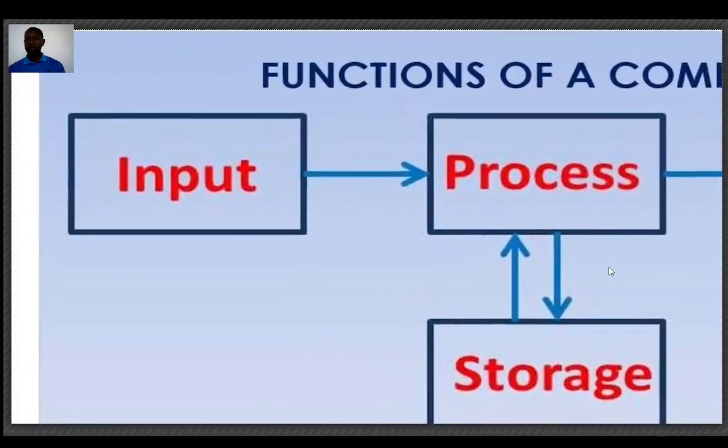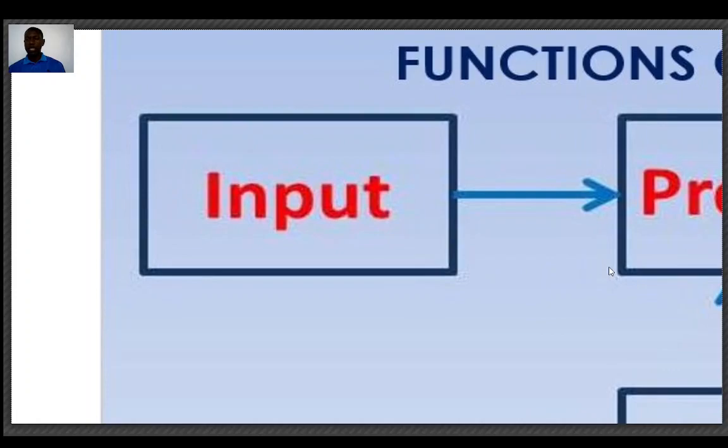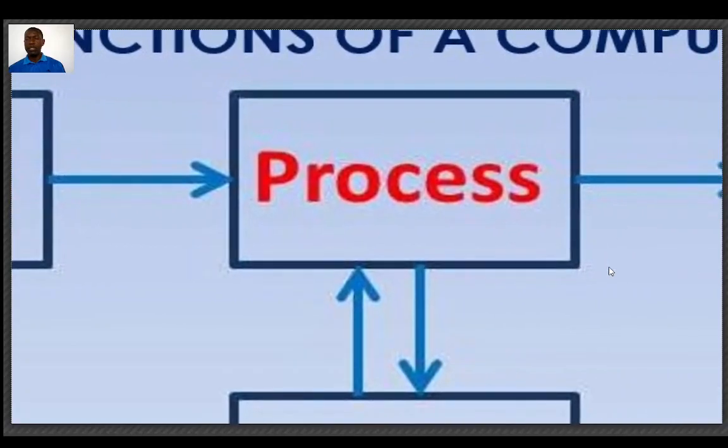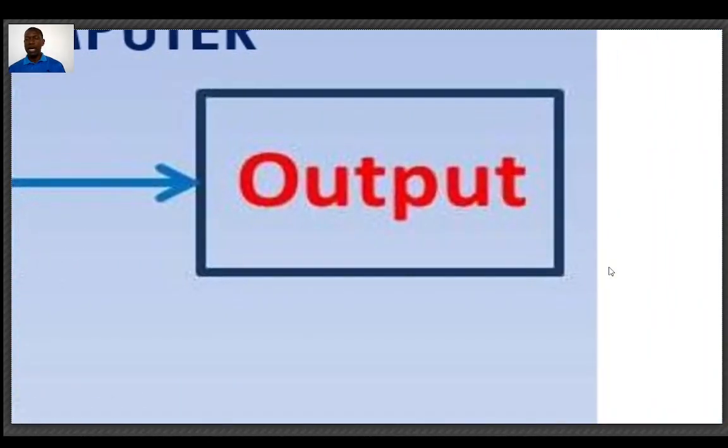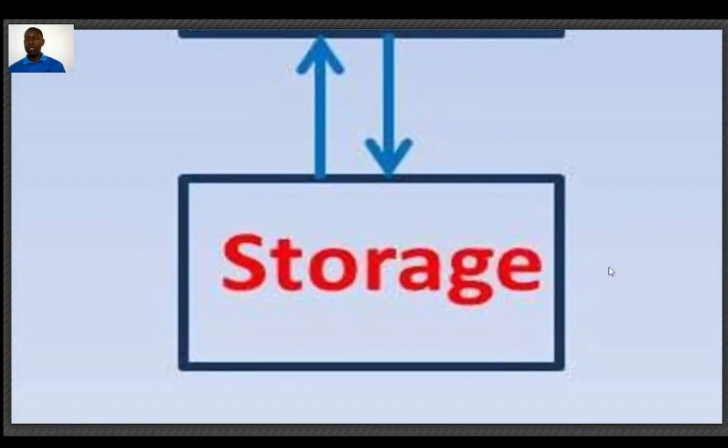So the input gets data from the source into the computer. When the data is input in the computer, the process is done by the processor itself to process that data into information as an output. Some of the information that is processed is stored in what we call the storage.